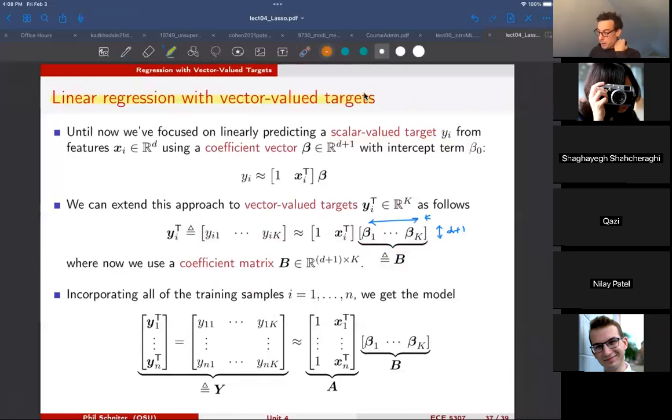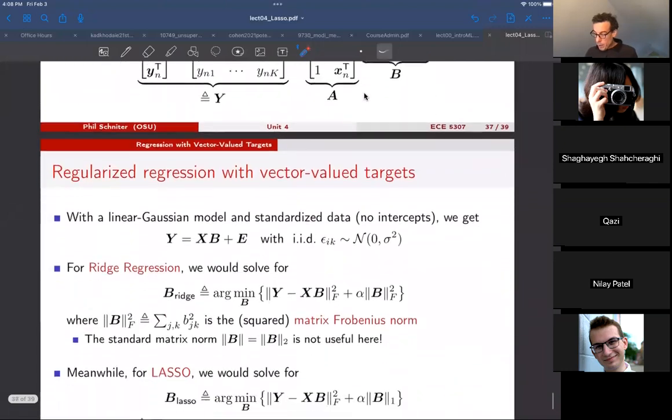So that's the extension we're talking about now. Coefficient matrix B, vector of targets. And it's really not that different. In terms of some of the quantities, we stack those sample rows all together. We get a sample matrix, capital Y. This is the same A matrix we've been working with. And here's the B vector. So basically our new model is matrix Y approximately equal to matrix A times matrix B.